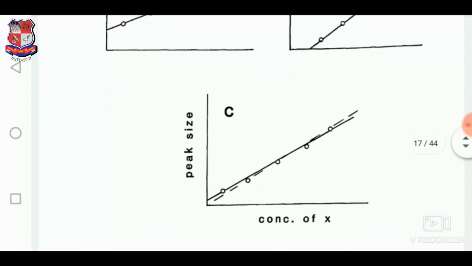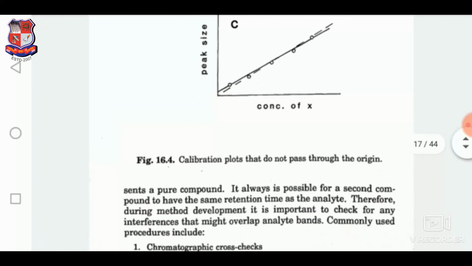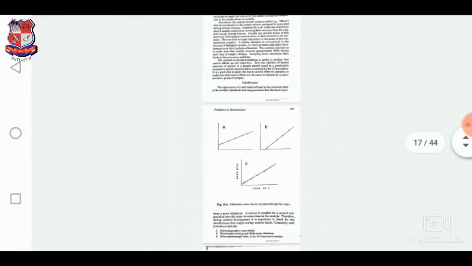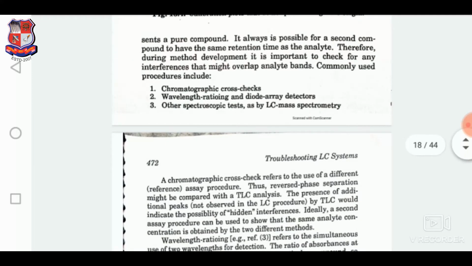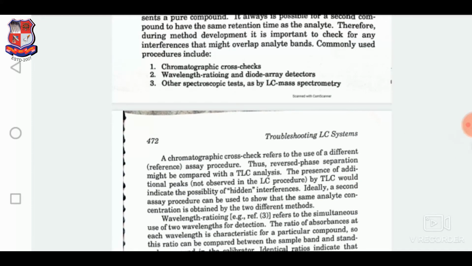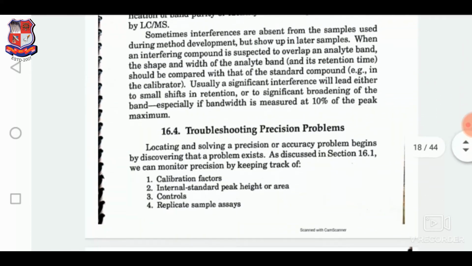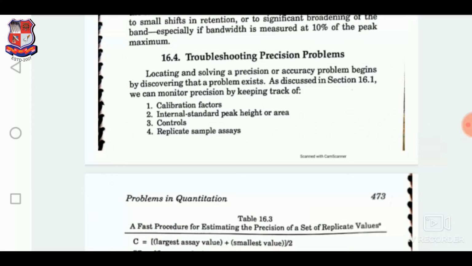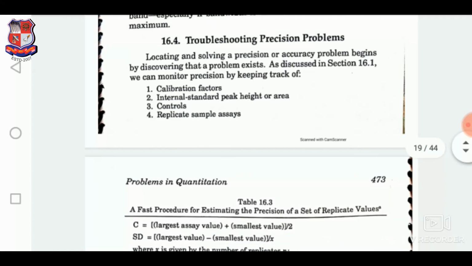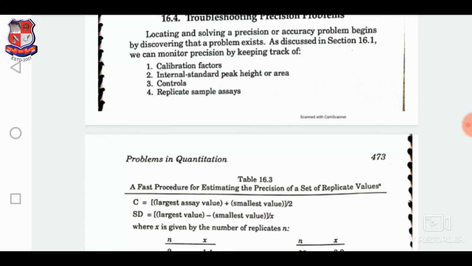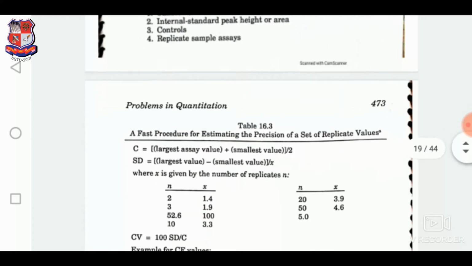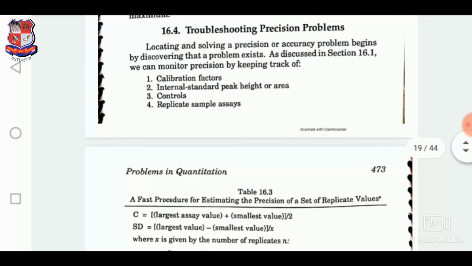Interferences. So here are some calibration plots that do not pass through the origin, that is given over here. Commonly used procedures include the chromatographic cross-checks, wavelength ratioing, and diode array detectors. Other spectroscopic methods, as by LC microscopy, LC mass spectroscopy. Troubleshooting precision problems. We can use the calibration factors, internal standard peak height, or controls, replicate sample assays. These are the problems. These are the solutions for that.